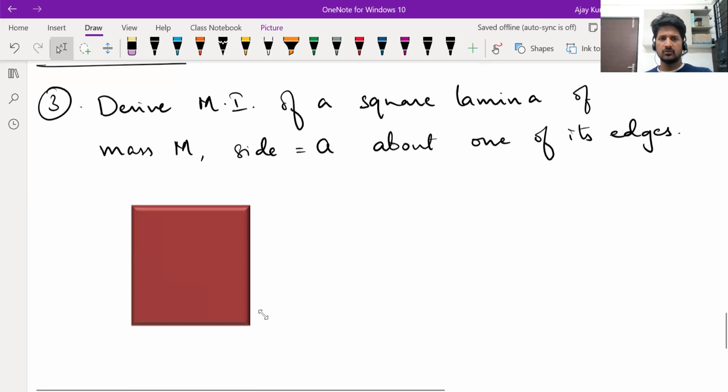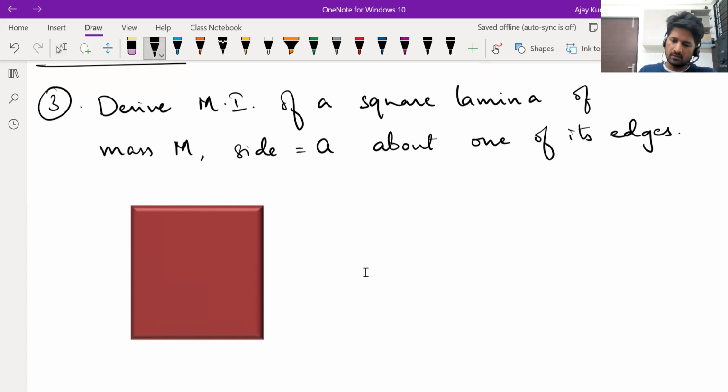So imagine this is the square lamina, square sheet. And what you are asked to derive is its moment of inertia about one of its edges. Let's take this one. About any edge, it will be the same because the mass distribution about any edge is the same.